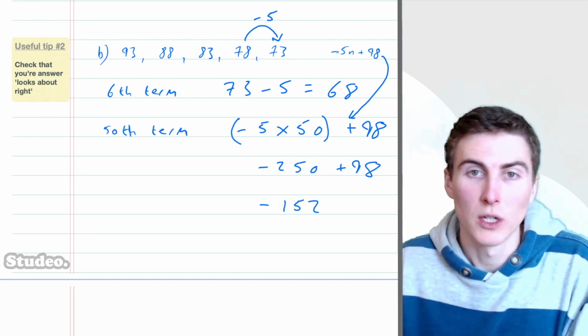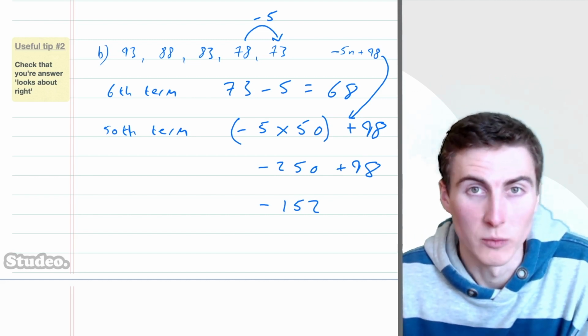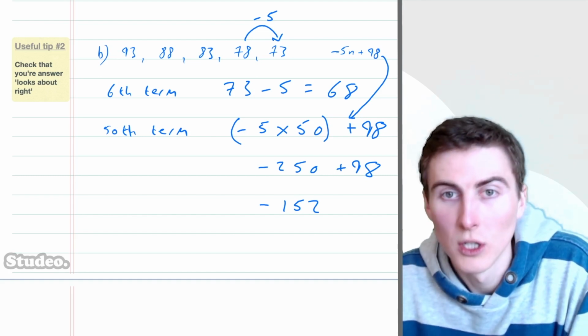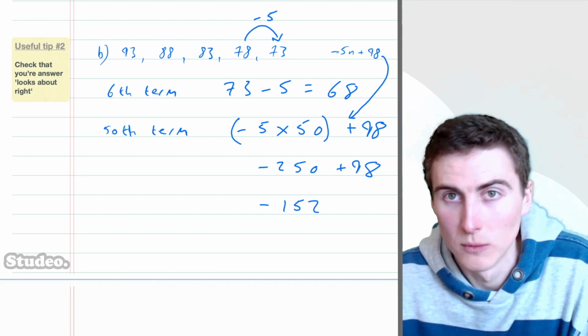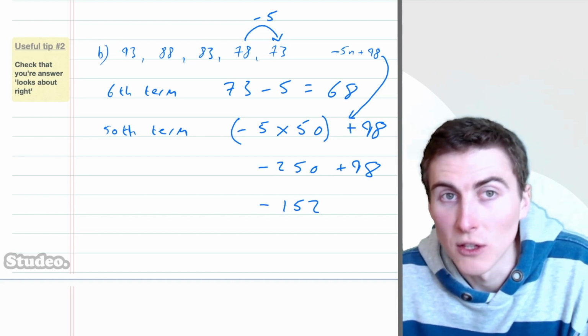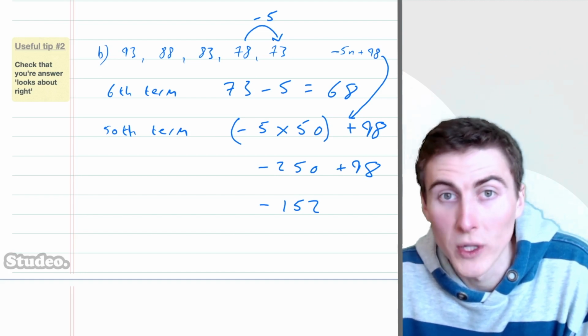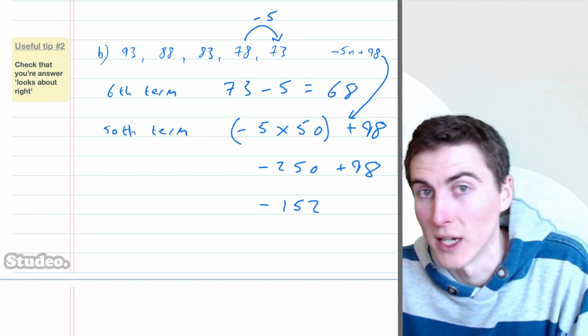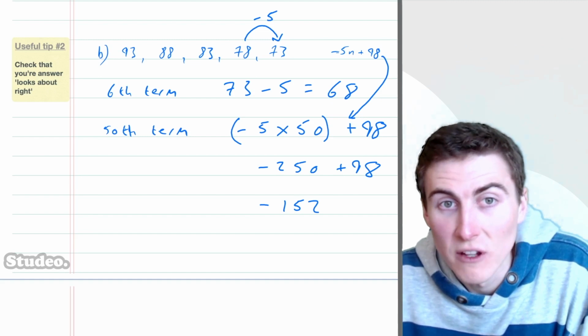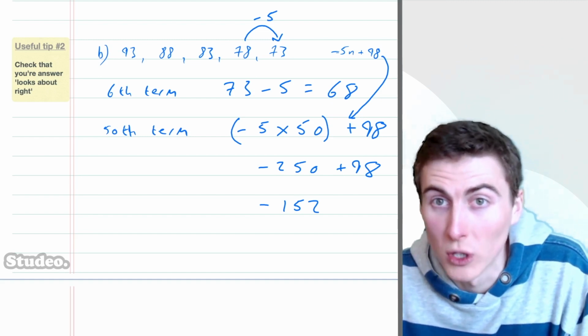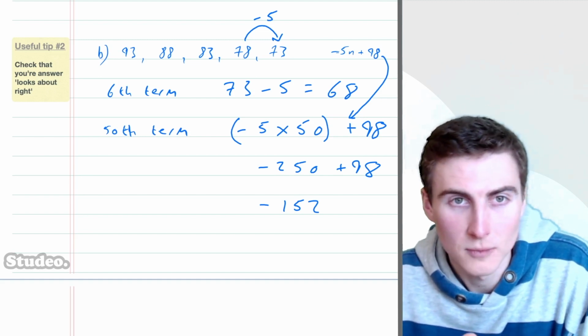And with these ones, you always want to double check and see if that looks reasonable. So once you've got your answer for these sort of questions, you just want to see if the answer looks reasonable. Now, we started at 93, and we're taking away 5 each time. So at some point, we're going to get all the way down to 0, and then we're going to start going negative. So the fact that the 50th term is a negative number seems pretty reasonable, because we knew that we were going to go into the negative numbers after a while.